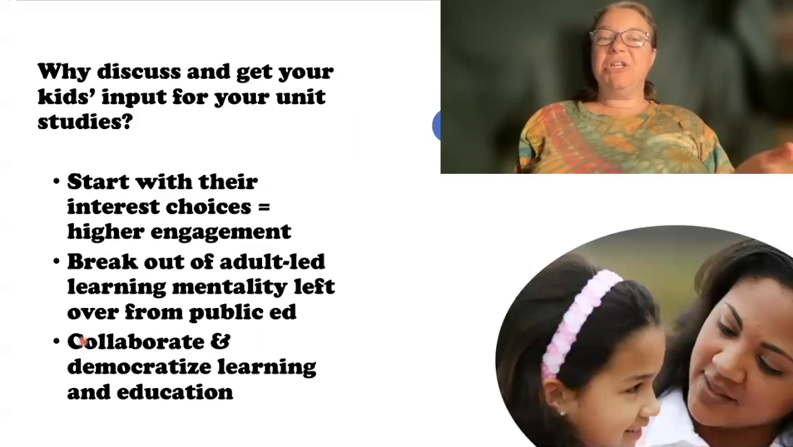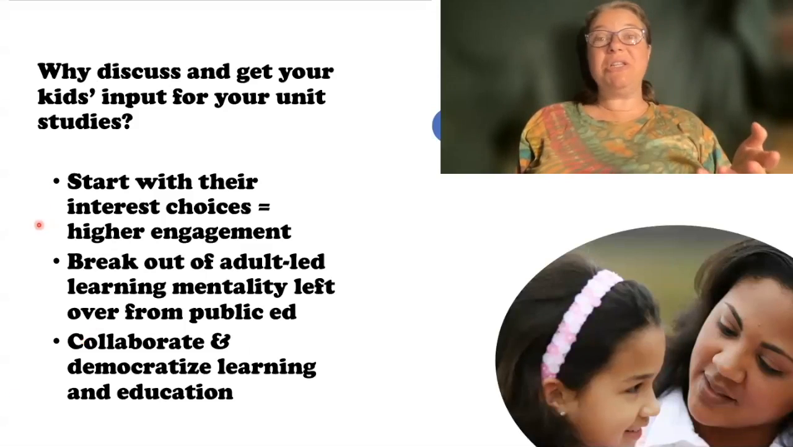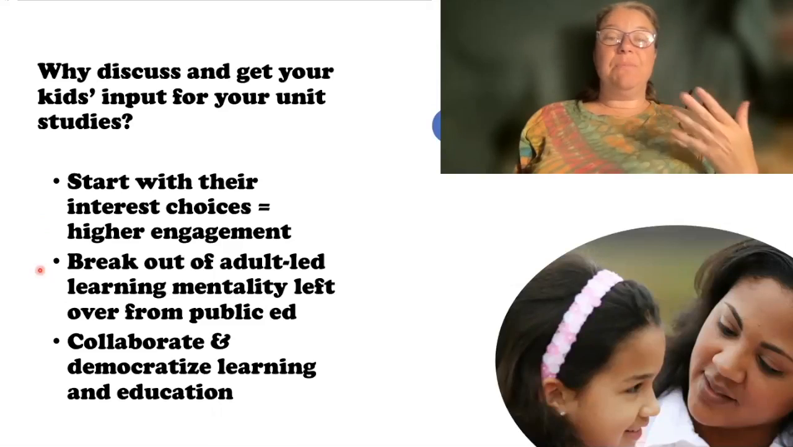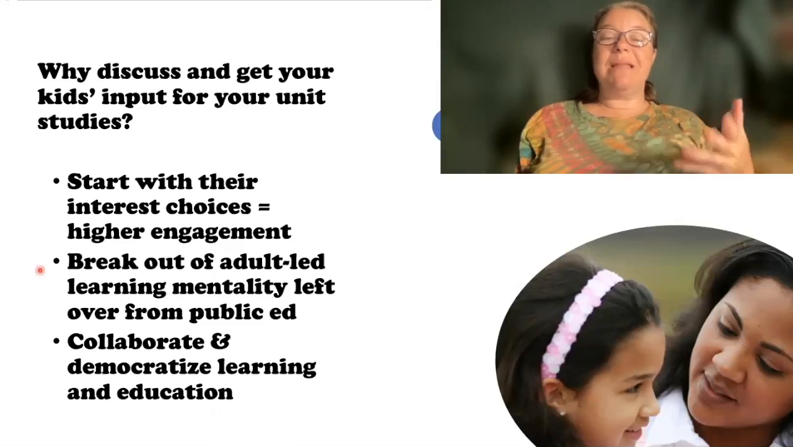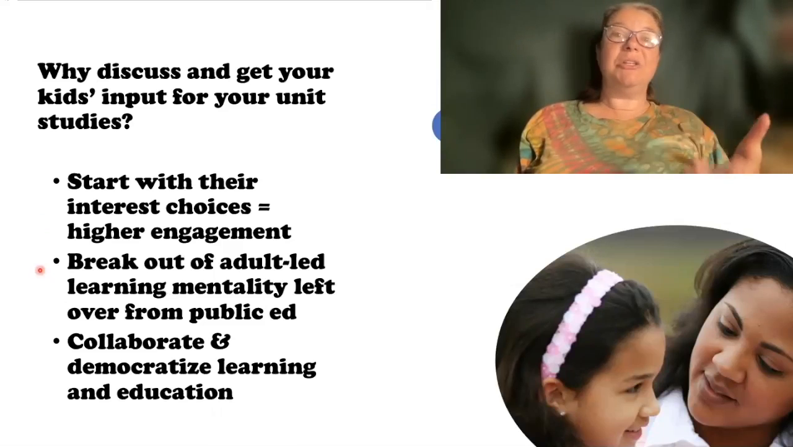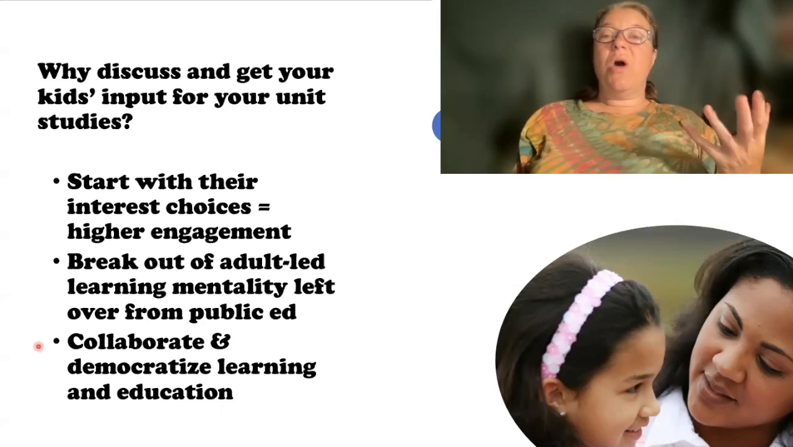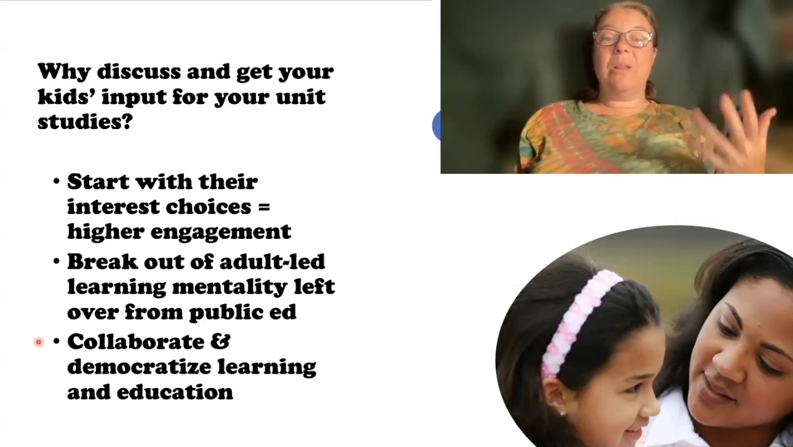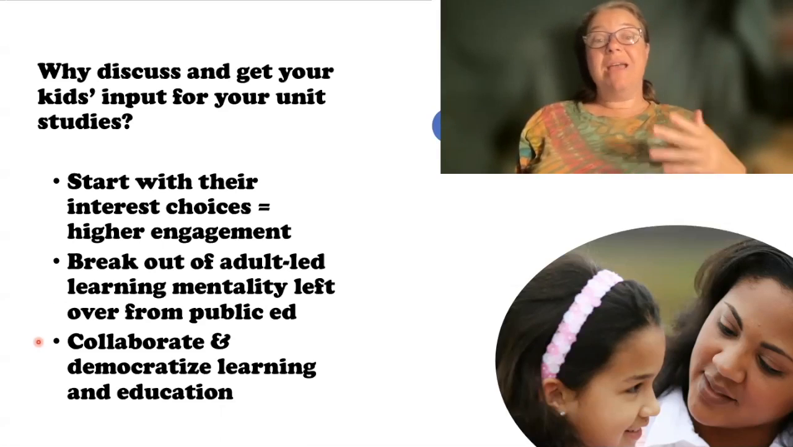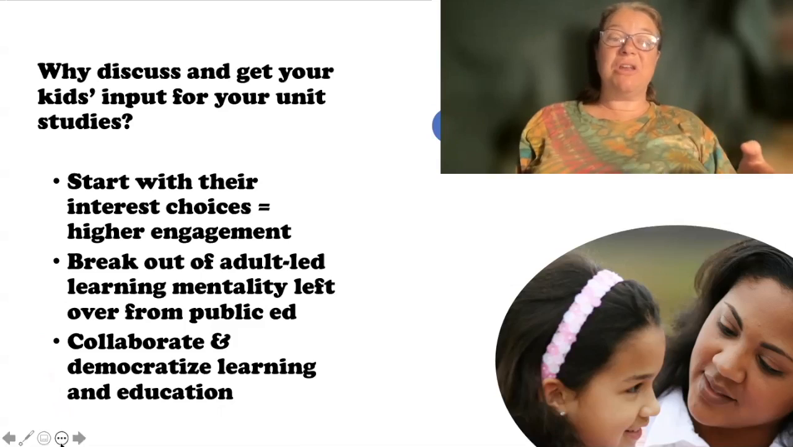Why discuss and get your kids' input for your unit studies? So you want to start with your child's interest choices first, and this equals higher engagement. What I'm teaching you to do here is to break out of adult-led learning mentality, which is left over from all of our public or private school education experience. Most of education is adult-led with very little child input. So you want to develop a pattern of collaborating and democratizing learning and education for your family.